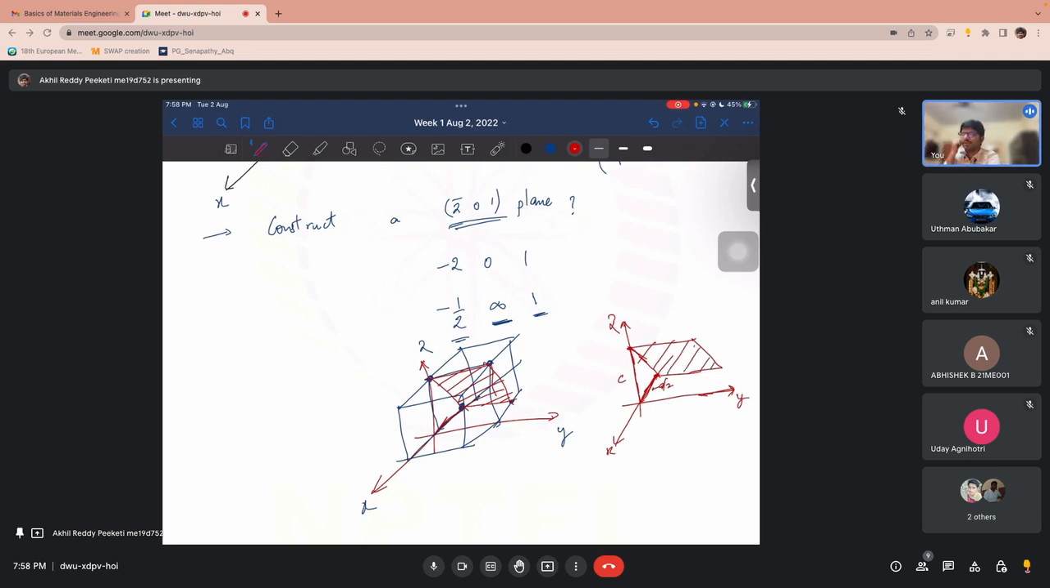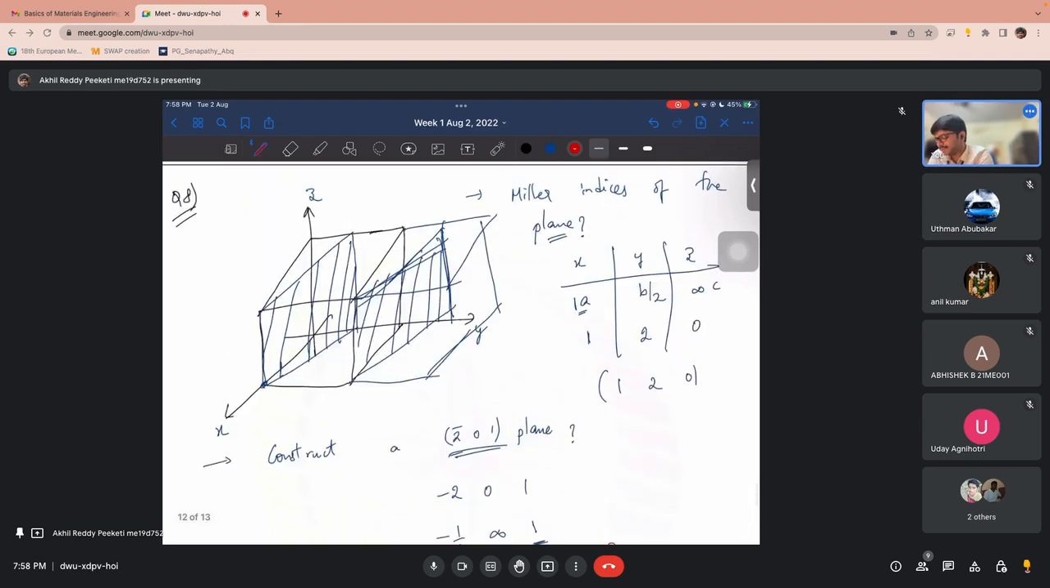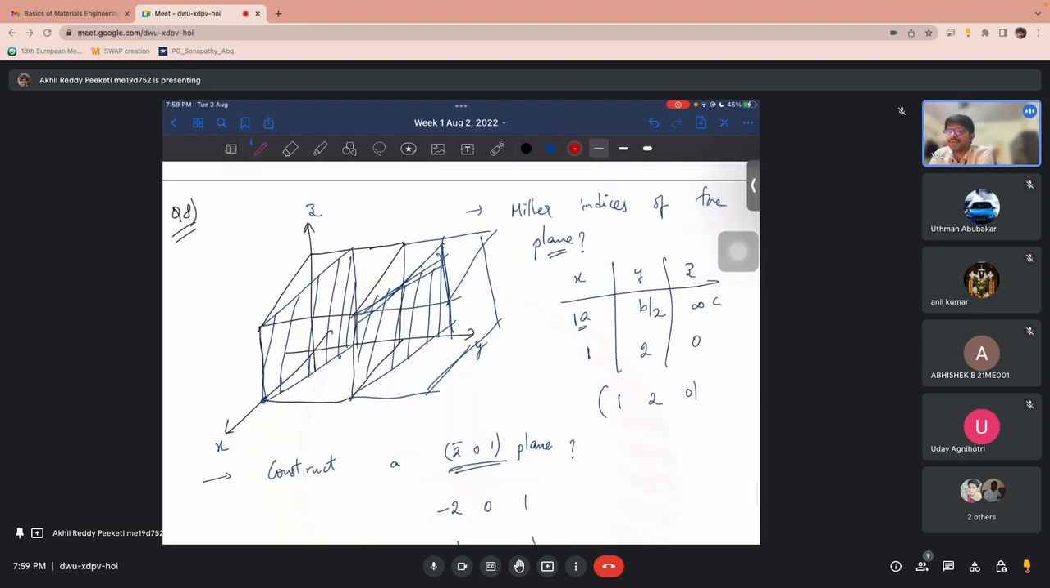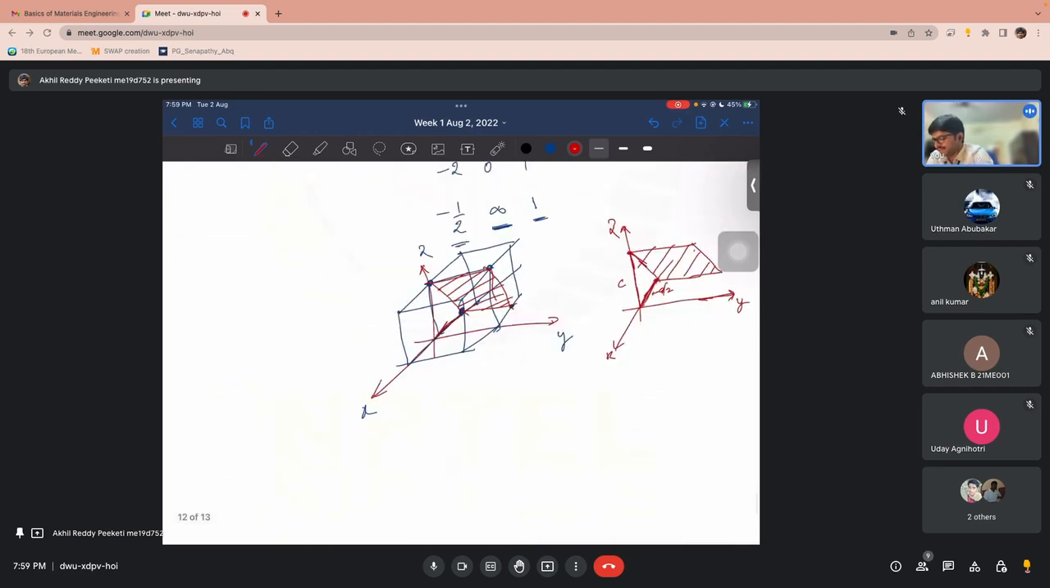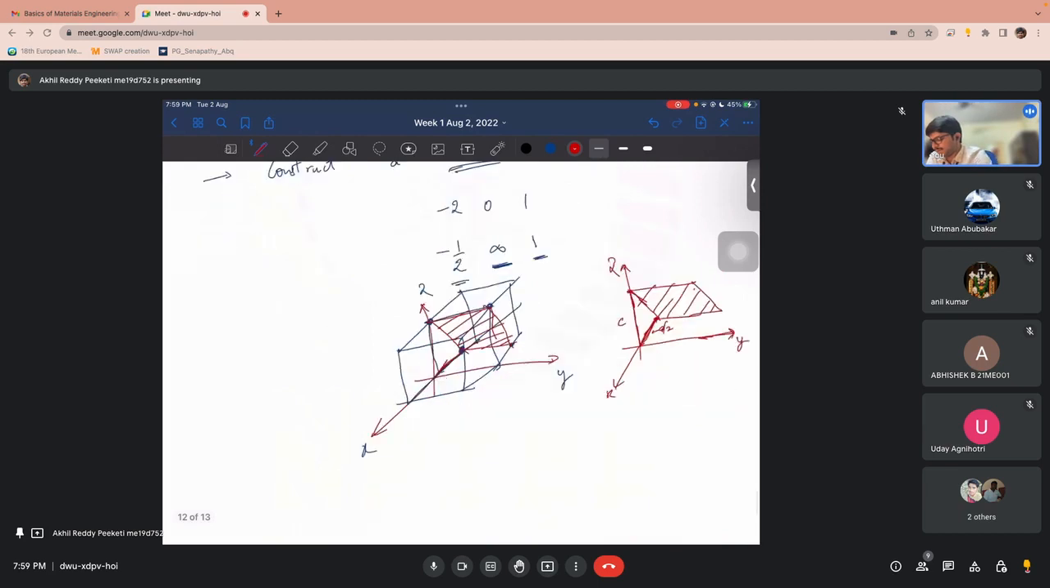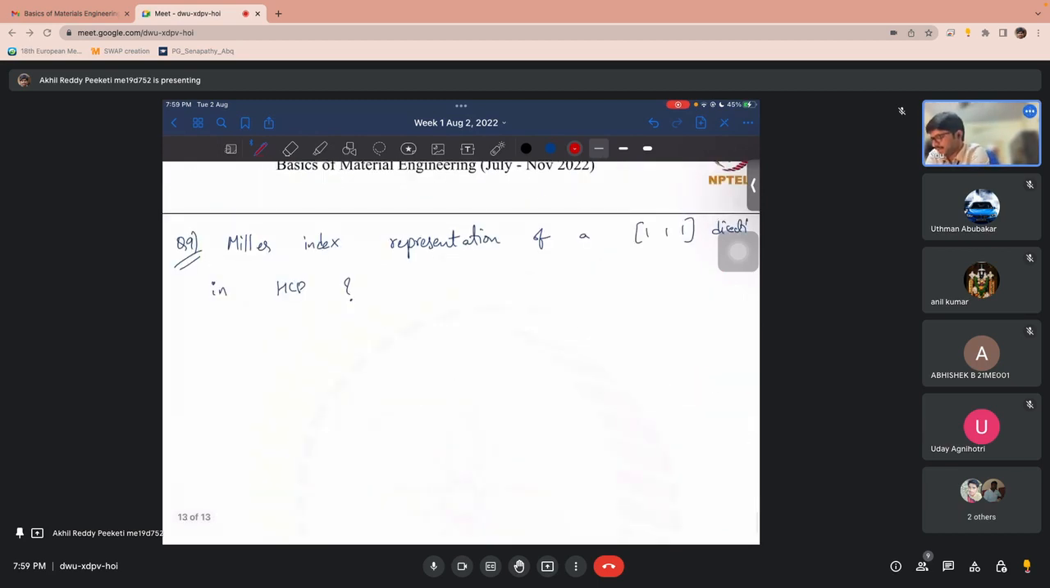So I think now you should be able to go back from index to plane and plane to indexes. So is there any question in this Miller index notation till now? Okay. I request all of you to be more interactive in these sessions. They are interactive sessions for you to learn more and should help you answer assignments better.